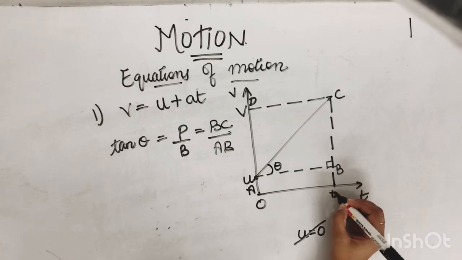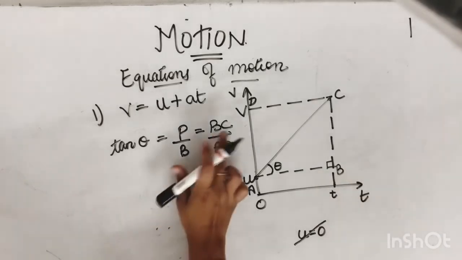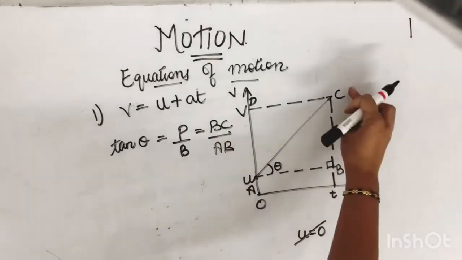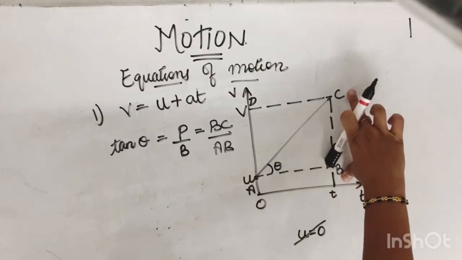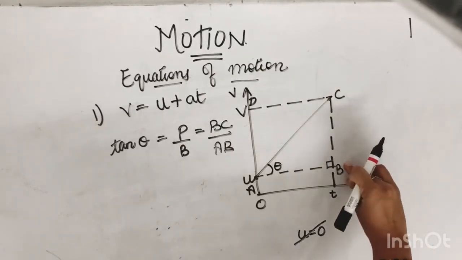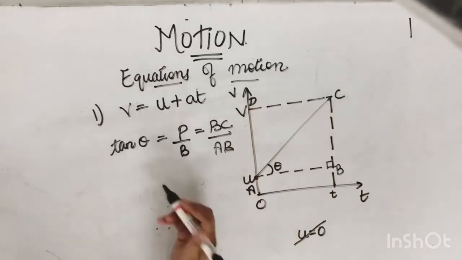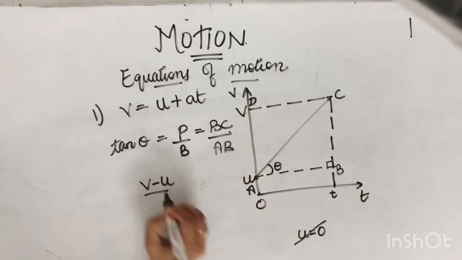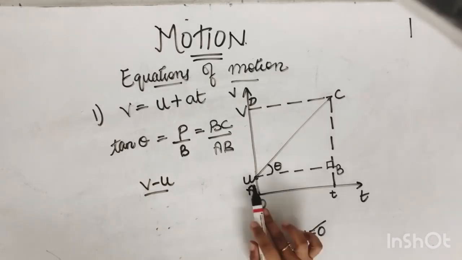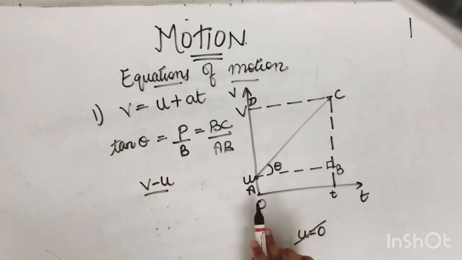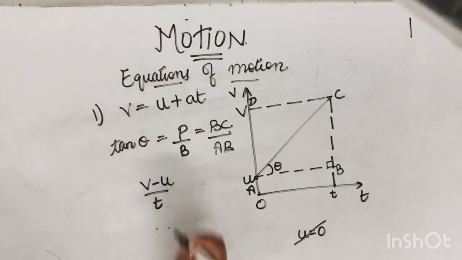This we take as t, time. BC, what is the value of C up to here? v, and what is the value of B up to here? u. So BC will be v minus u divided by AB. What is the value of AB? t minus 0. So it will be t.